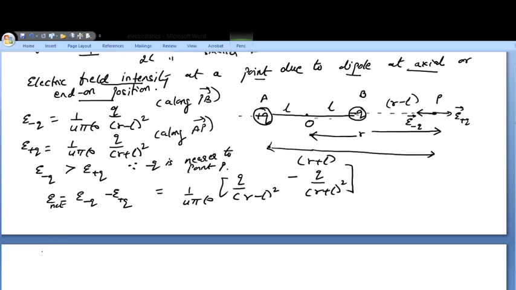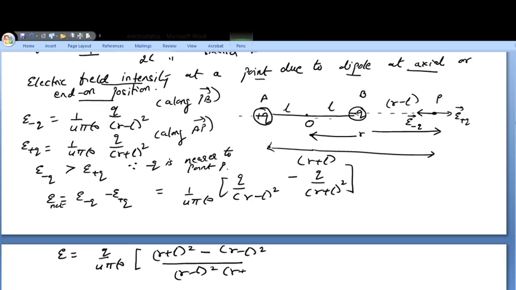So just a few steps of mathematics now. What will be the net electric field? Net electric field is equal to Q upon 4 pi epsilon naught. Now you can take the LCM. So you get (R plus L) the whole square minus (R minus L) the whole square upon (R minus L) the whole square into (R plus L) the whole square. This is what you have.